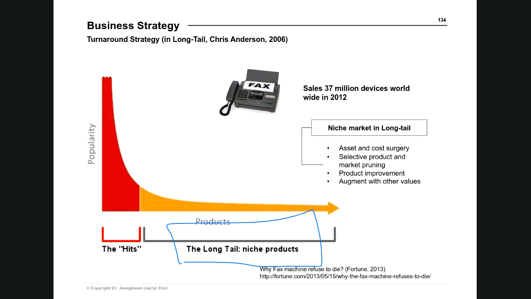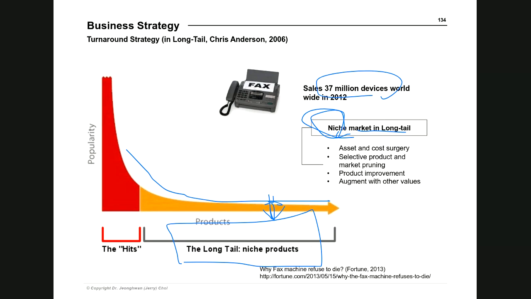But do you know that the facsimile machine is now sold around 37 million devices every year? There is a niche market. We call that a niche market, a niche market in a long tail. Even though the product demand is totally declined, there is a certain amount of the niche. So what will happen if we monopolize the niche market? What if I am the only producer of those facsimile machines? We can make a lot of money because that's monopoly.